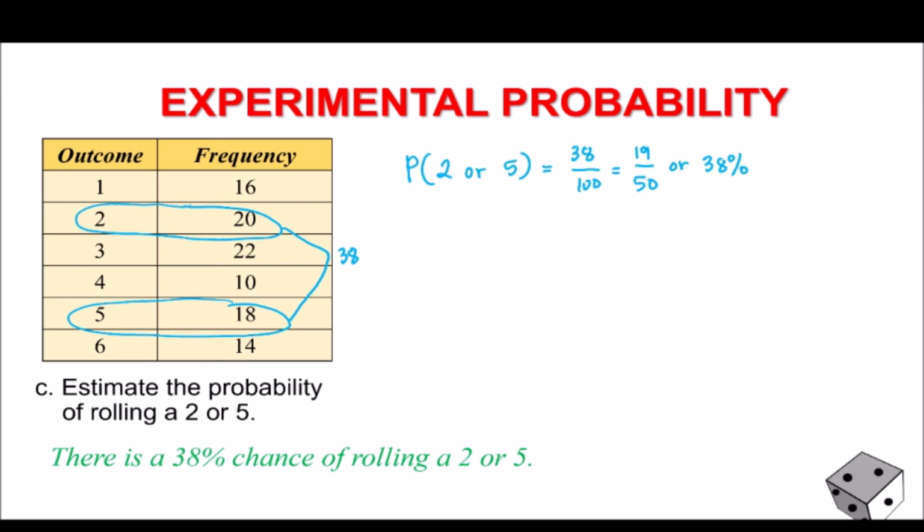So that's how to calculate experimental probability. Remember, in calculating the experimental probability of an event, you divide the number of times an event occurred by the total number of trials.